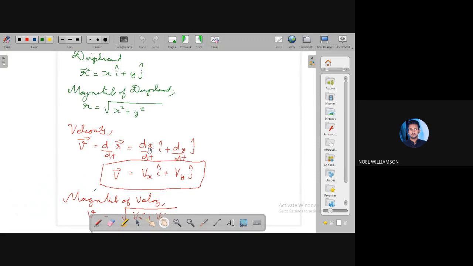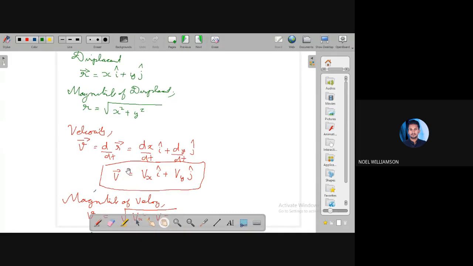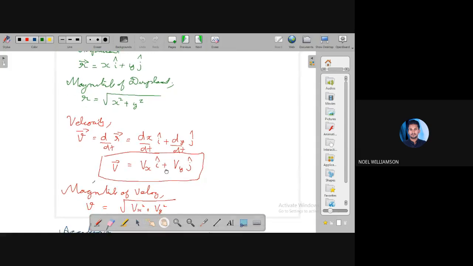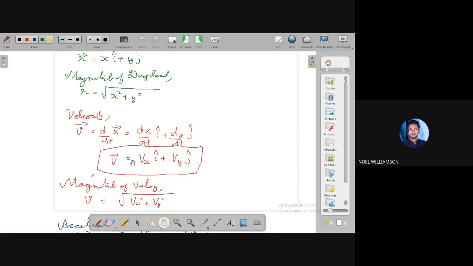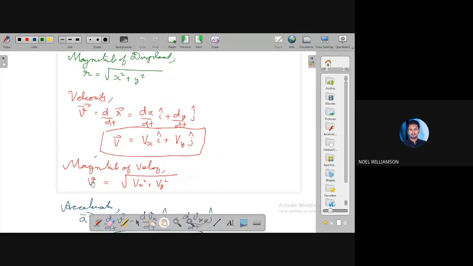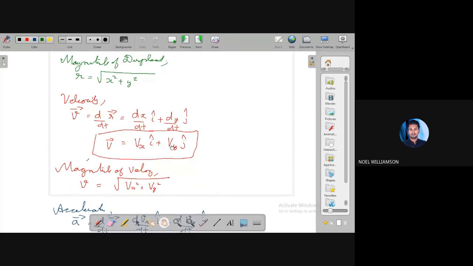Similarly, for getting velocity, we differentiate the displacement, and the vector v is given by dr by dt, that is dx by dt into i plus dy by dt into j, where the coefficient of i is the x component of velocity, and the coefficient of j is the y component of velocity. So we denote them by vx and vy, and the equation becomes vector v equal to vxi plus vyj. Then the magnitude of the velocity is given by v equal to root of vx square plus vy square.